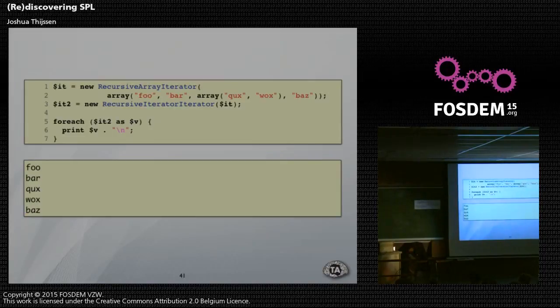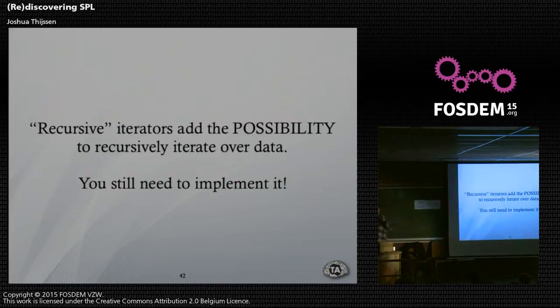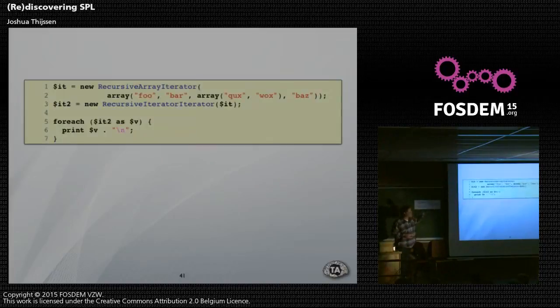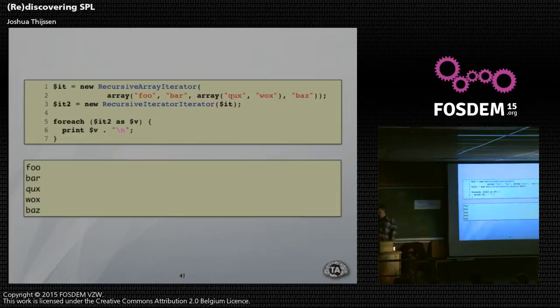Now, here's the thing. The recursive iterators only add the possibility to recursively iterate over data, but you still need to implement that functionality yourself. The recursive iterator iterator actually does that for you. So if you're really lazy, you can just throw it in a recursive iterator iterator, and it will actually work. Why? So, to be honest, my advice for the PHP 7 people under us, stop working on PHP 7, start working on SPL.